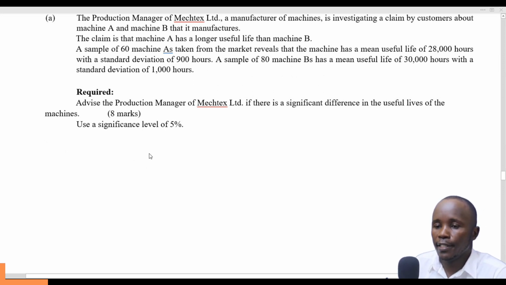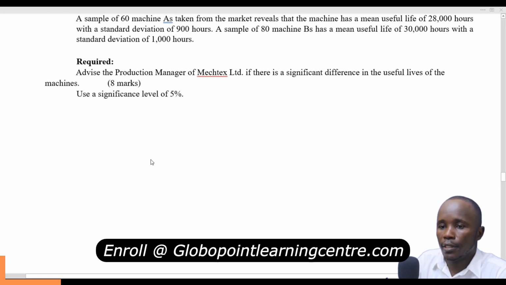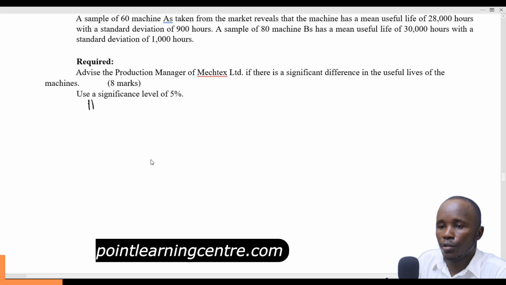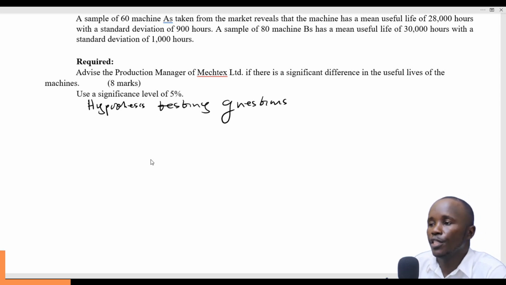The first thing here is that this is a hypothesis testing question. This question is testing on hypothesis. It is a hypothesis testing question. And since you remember here, we are using the means.